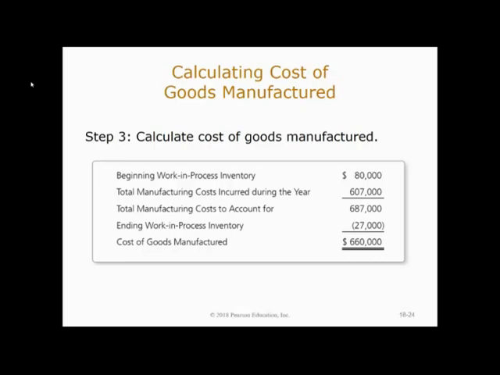So here we had $687,000 of cost to account for, but $27,000 of that was tied up in jobs or products that were in production when the period ended, which means $660,000 of that $687,000 must have been put into jobs which we actually finished producing during the period.